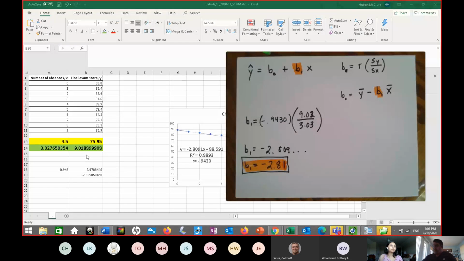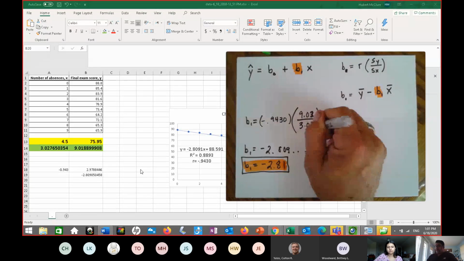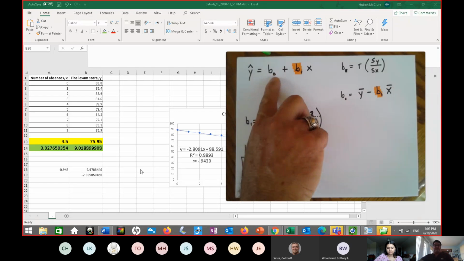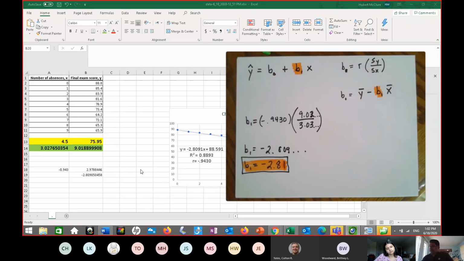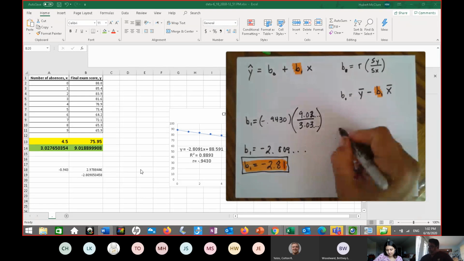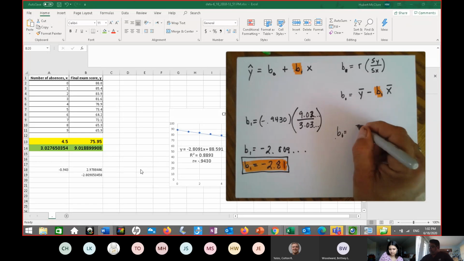Okay. The only reason I didn't do it here, let me just do this. There. That means use all the digits. Okay. Now that's B sub 1, so we're halfway done. All we need now is B sub 0. So B sub 0 is equal to Y bar. So Y bar is 75.95.